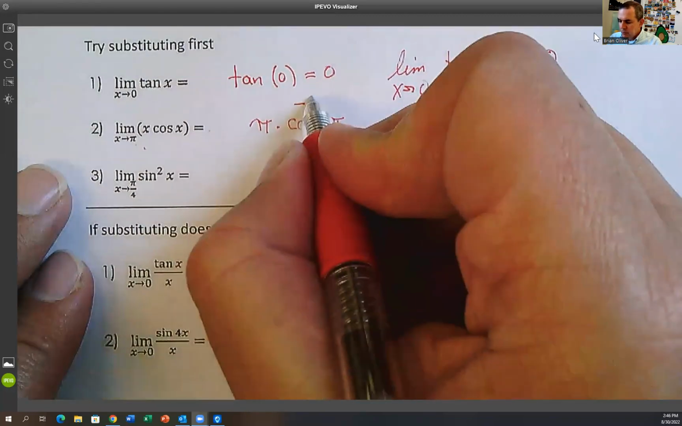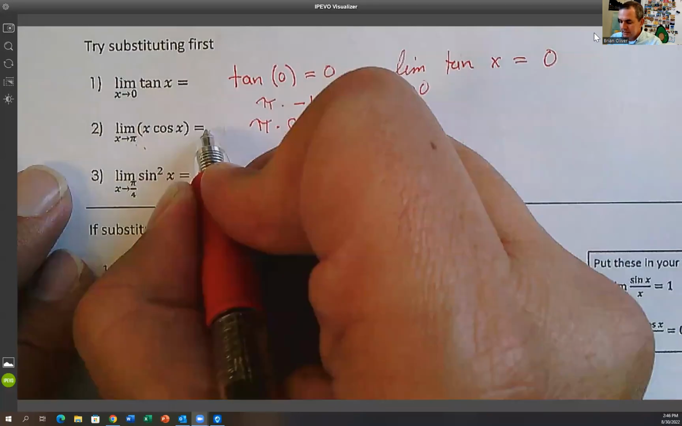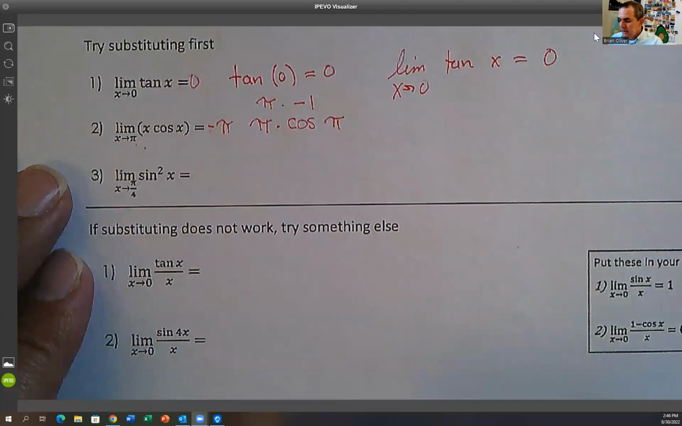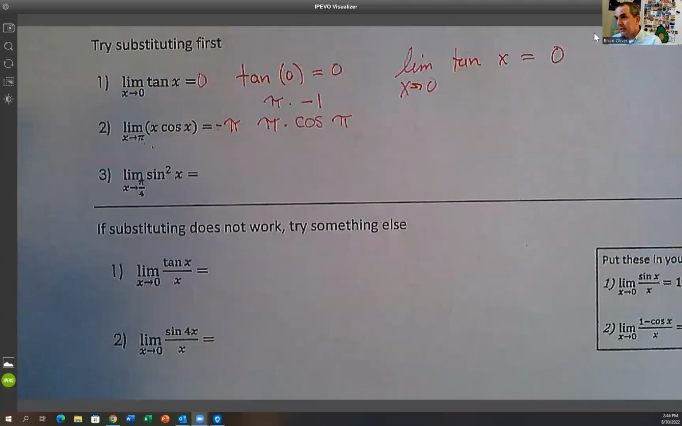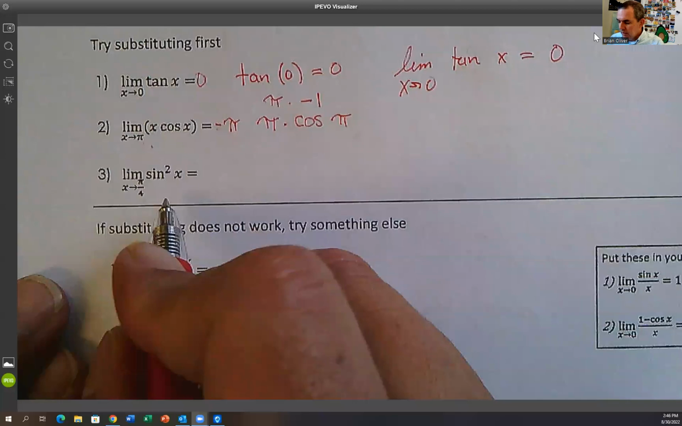Cosine pi is equal to -1. Pi is pi. Pi times -pi tells me that this is going to be -pi. So again, I'm substituting. We substitute, we substitute, we substitute. If we can, we substitute. So in this case, last one, we're going to go ahead and substitute.